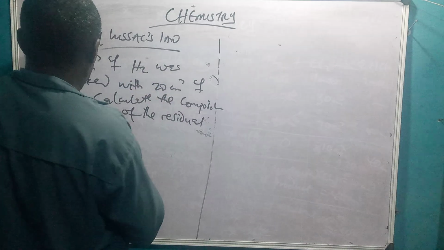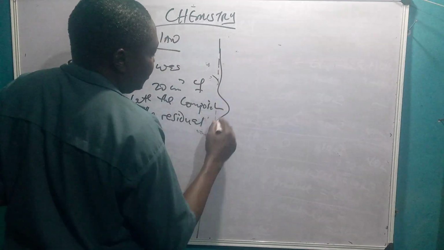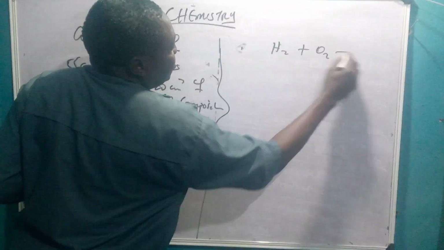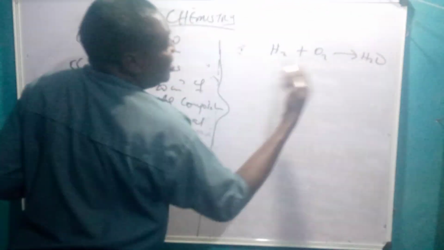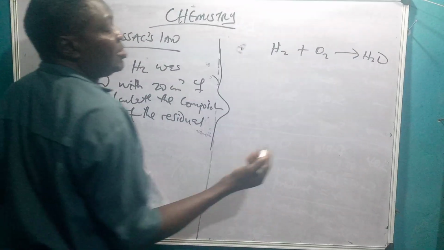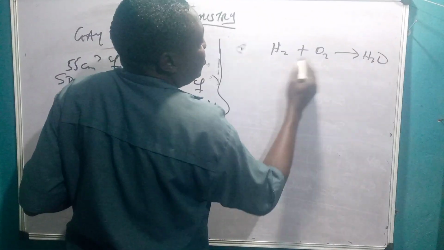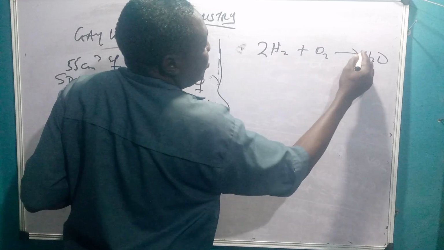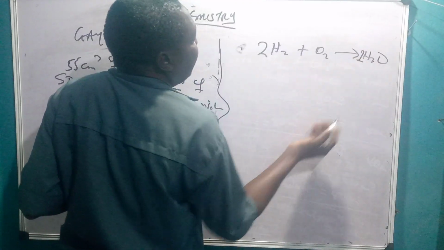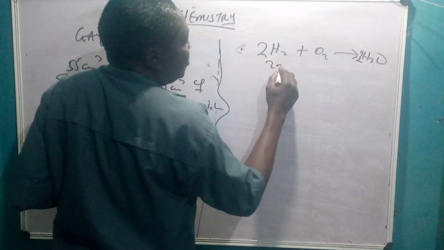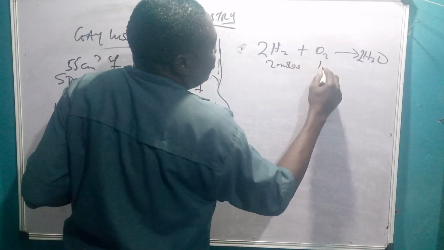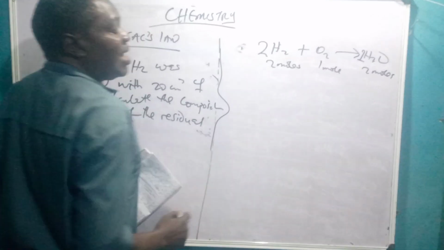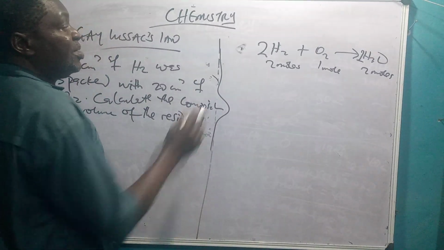Hydrogen reacts with oxygen. Many of you already know that. H2 plus O2 to give you H2O. Leaving it like this will not fetch you marks because it's not balanced. Oxygen is 2 here and 1 here. Put 2 here, 2H2, and 2 here also, so it's balanced now. Then you say 2 moles, 1 mole, 2 moles. These moles you are writing are going to help you in calculations.